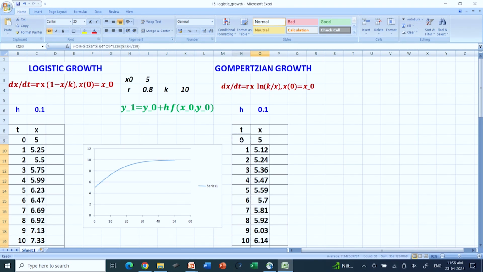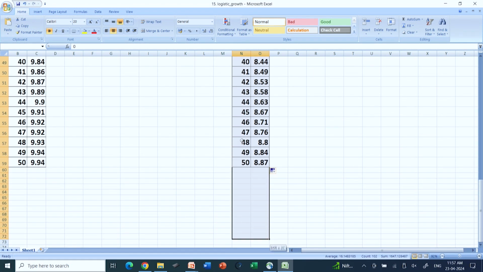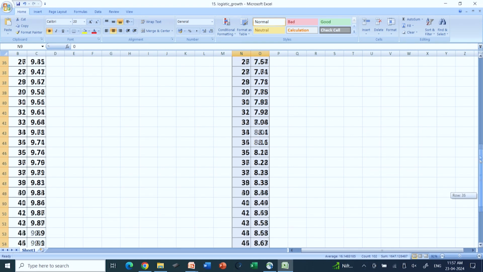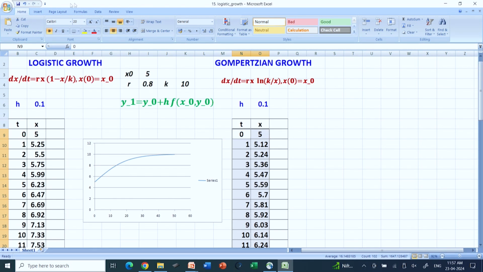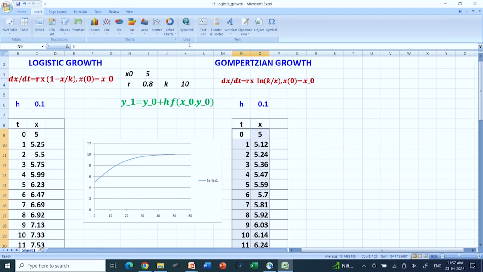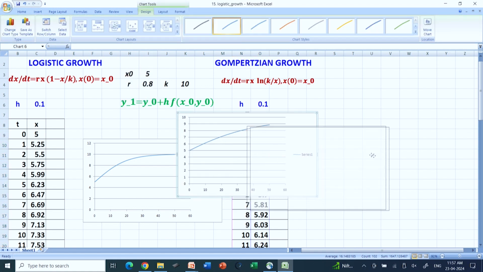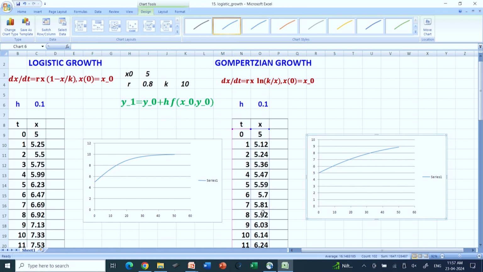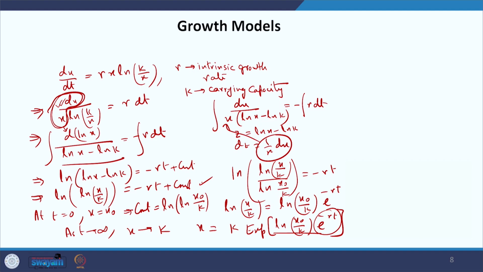So if I want to plot this again, I go to insert, I go to scatter, and I click this. So you have another graph. So numerically, if you solve them, you will get these two graphs. So we have solved these two numerically using Microsoft Excel.